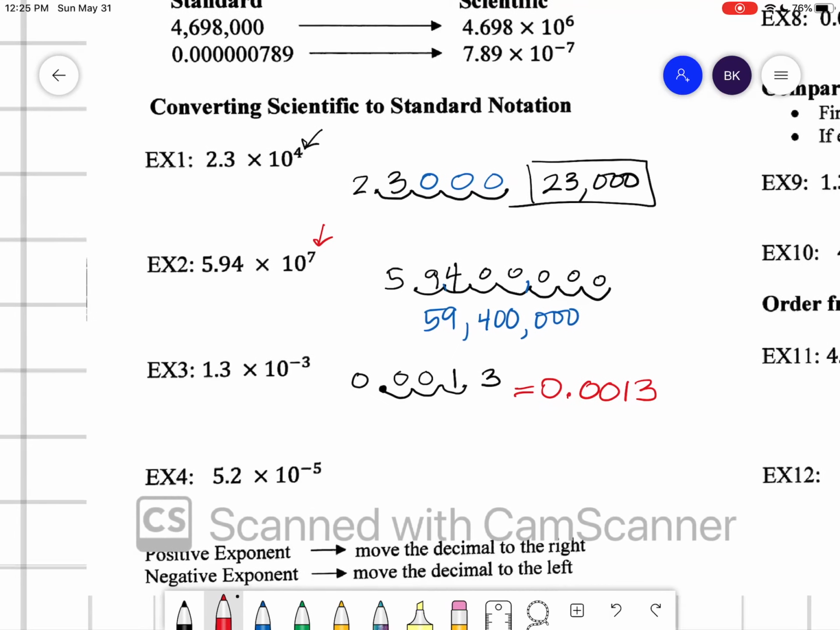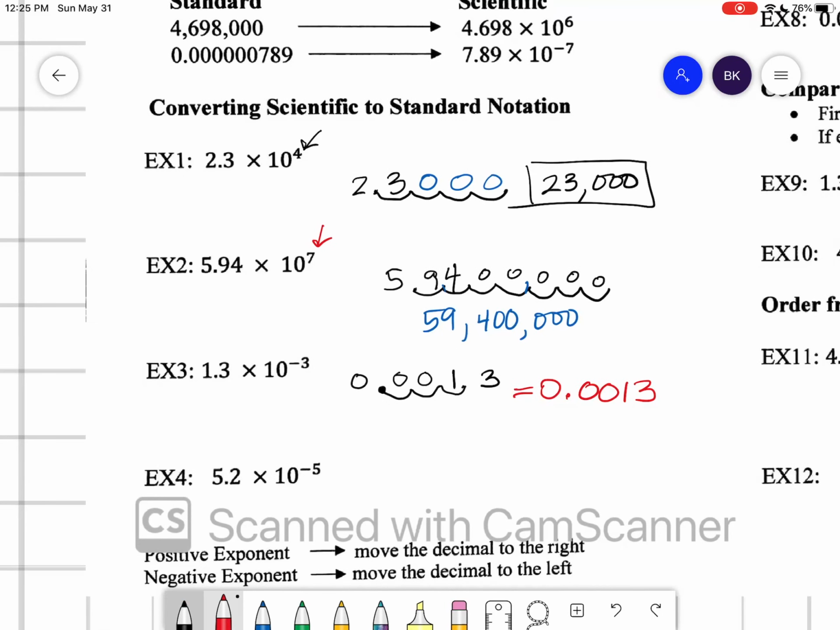Pause me and do this one. Okay, and 5.2 again, same thing, 5.2. I see 10 to the negative 5th power, so I'm going to jump 5 times to the left. 1, 2, 3, 4, 5. Put a decimal point. Fill those in with zeros. And my final answer will be 0.0000052. Okay. So again, positive exponents, you're going to move the decimal to the right, and negative exponents, move the decimal to the left when converting from scientific to standard.